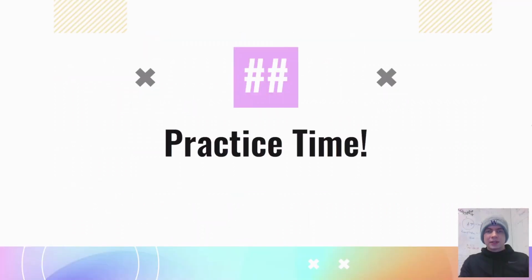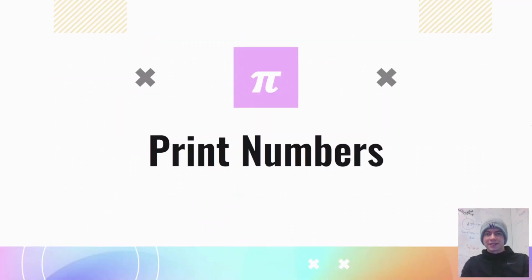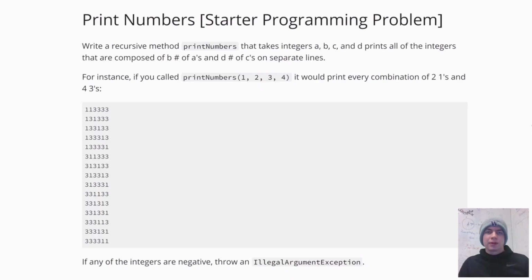Let's practice. The problem we'll be doing is printNumbers. We're tasked with writing a recursive method, printNumbers, that takes in integers a, b, c, and d, and prints all of those integers, or all combinations of those integers, with b number of a's and d number of c's on separate lines. So if you're given a method called printNumbers of 1, 2, 3, 4, we want to print every combination of 2 1s and 4 3s on different lines. And that's what's shown below.